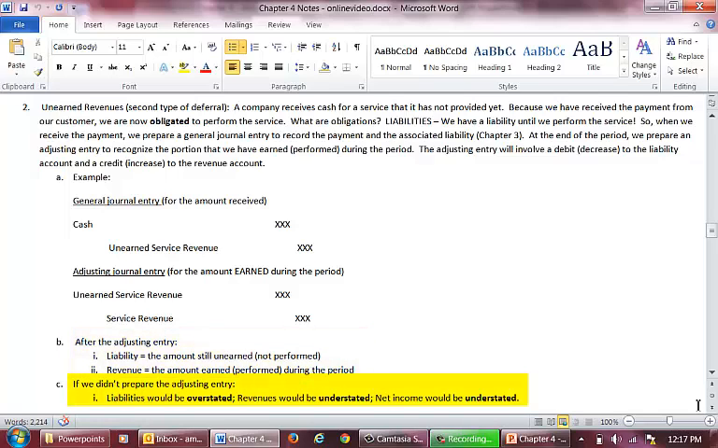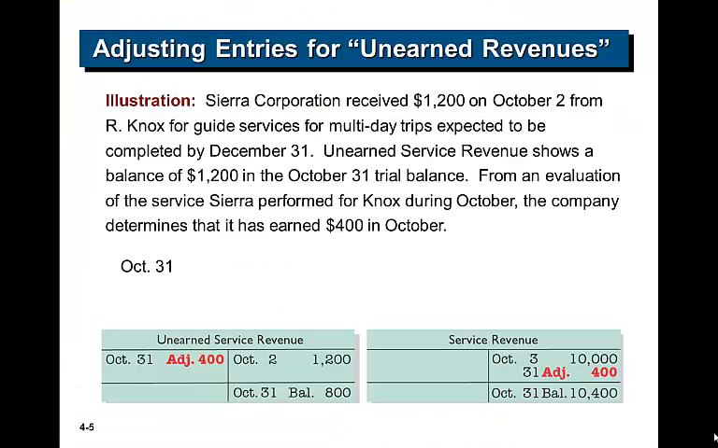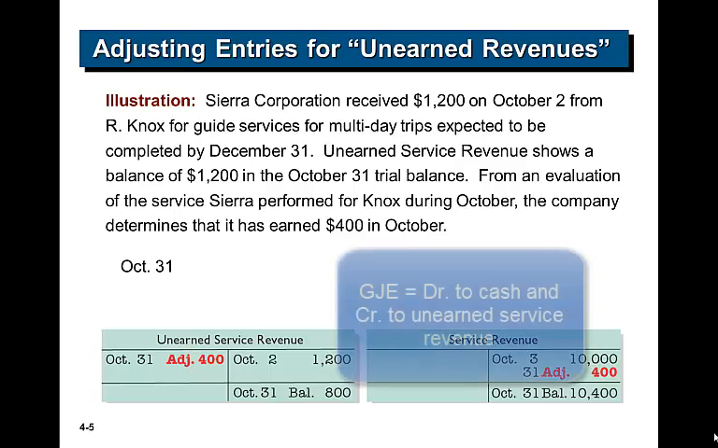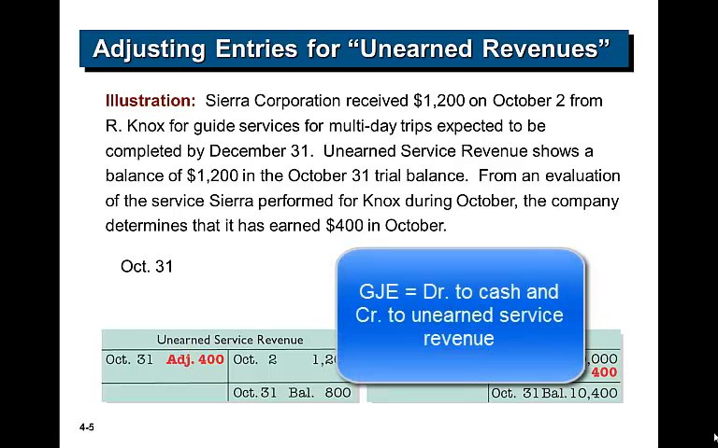If we didn't prepare the adjusting entry, the liability balance would be overstated, the revenue balance would be understated, and therefore net income would be understated. Let's continue our discussion of Sierra Corporation. Remember from Chapter 3, on October the 2nd, R. Knox, a client of Sierra's, prepaid for tour guide services. We debited cash and credited unearned service revenue.